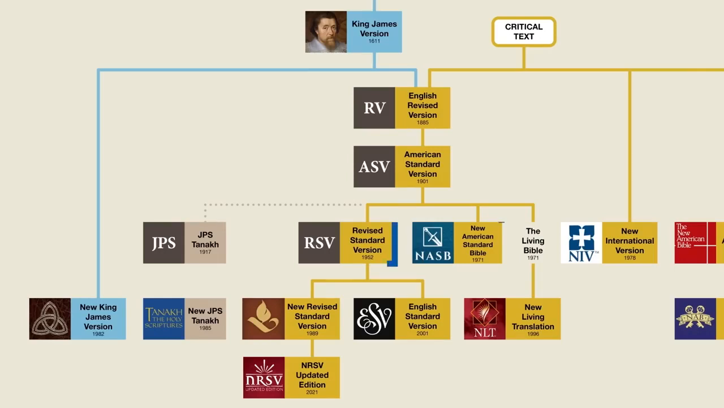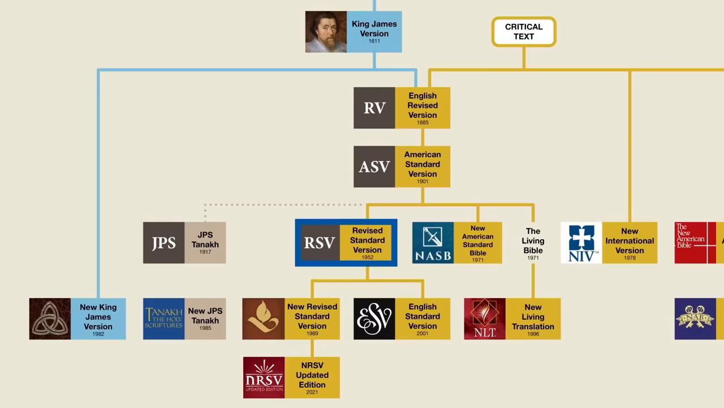We get the RSV, the NASB, and the Living Bible, all of which were based directly on the American Standard Version. Let's start with the RSV, or Revised Standard Version, which dates to the 1950s. This translation stands out as being important because it was the first truly ecumenical translation. Ecumenical means that it was produced by scholars representing several different Christian denominations. In this case, there were Protestants, Catholics, Greek Orthodox Christians, and even a Jewish rabbi. It was also the first English Bible to get rid of most of the thees and thous.